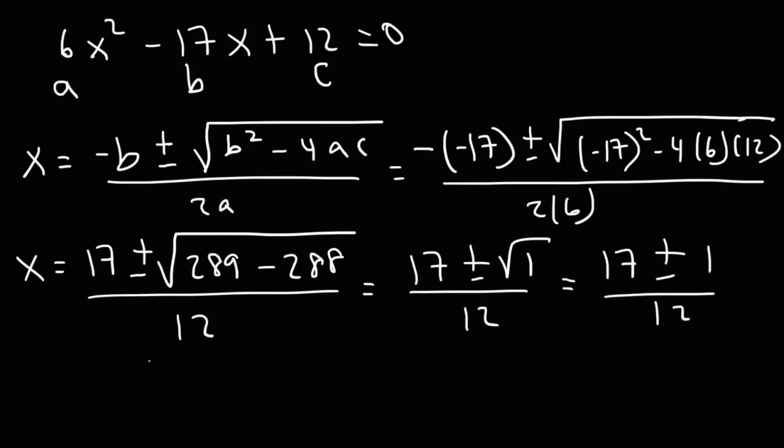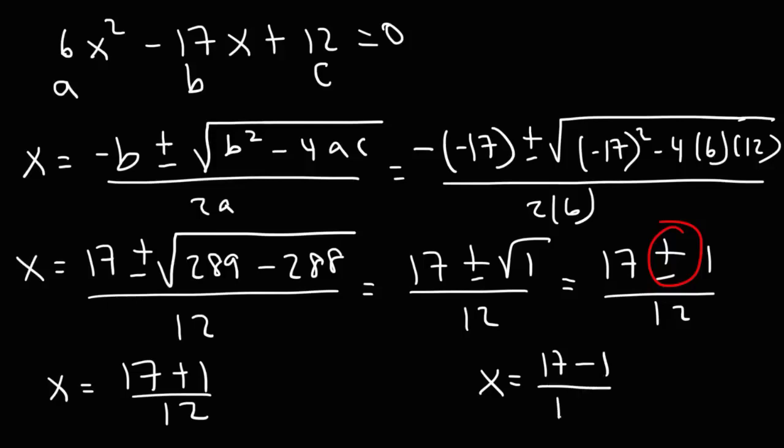So this is what we now have. We have 17 plus 1 over 12. At this point, when you have the plus and minus symbol, you could break it up into two answers. And the other answer is going to be 17 minus 1 over 12. 17 plus 1 is 18. And 17 minus 1 is 16. So now, we just need to reduce those fractions.